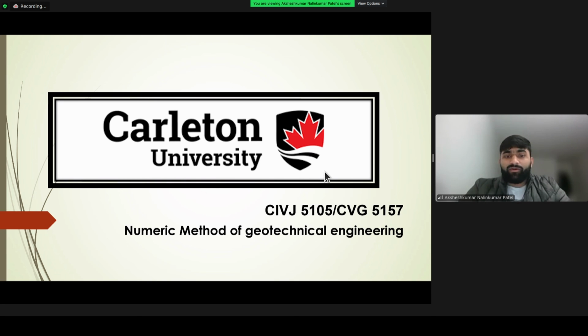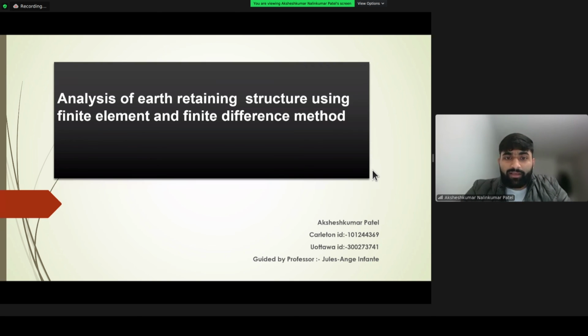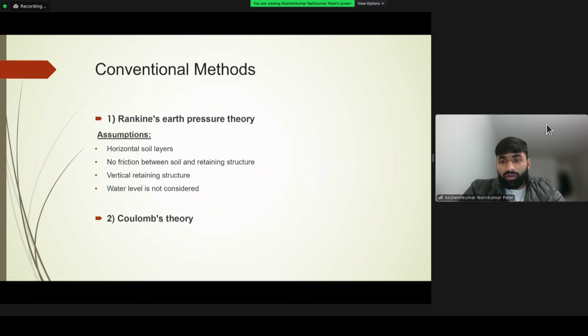Okay. So here I'm going to present the analysis of earth retaining structures by using two different methods. First is the finite element method and the other approach is the finite difference approach. We all know that before these two methods were invented, we had some conventional methods such as the Rankine earth pressure theory and the Coulomb theory.